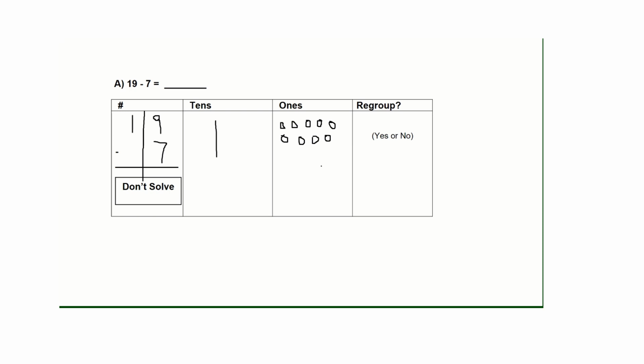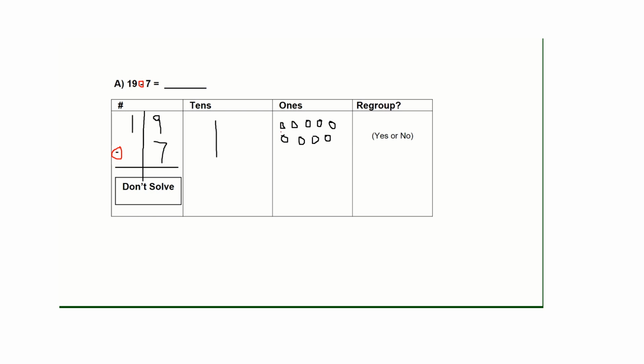Now I am not going to draw 7 more ones cubes. I need to take away 7 ones cubes because over here I see a minus sign in my problem. When I see a minus sign, that means I want to take away. So that means I'm going to take away 7 ones cubes.